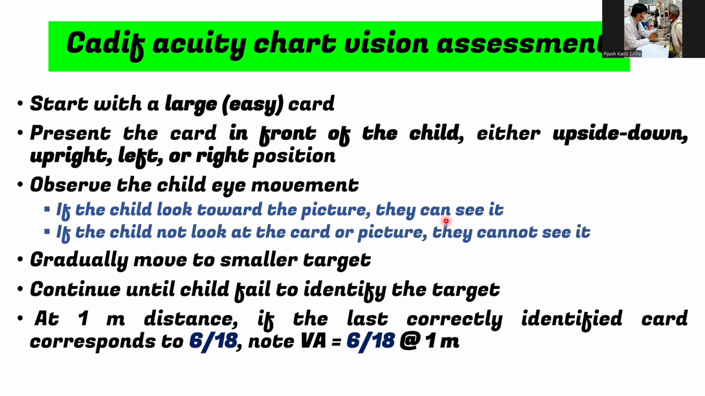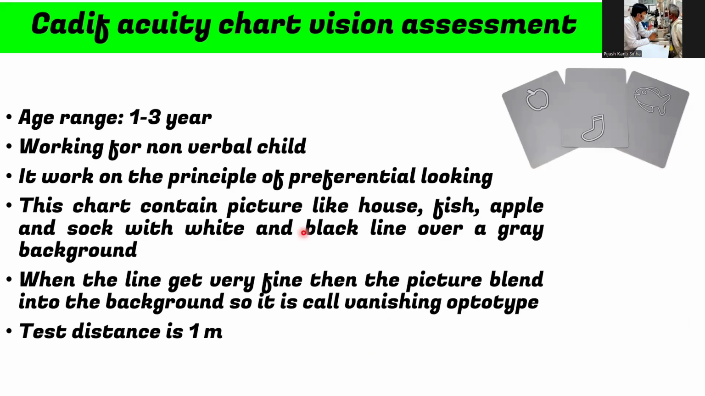Normally, if I tell about the normal age range of this Cardiff acuity, for 1 year you can write it as 6 by 60, 2 years it is 6 by 36, and 3 years it is 6 by 18. So this is how you need to do the Cardiff acuity card test. And this is actually very beneficial for the age range of 1 to 3 years.